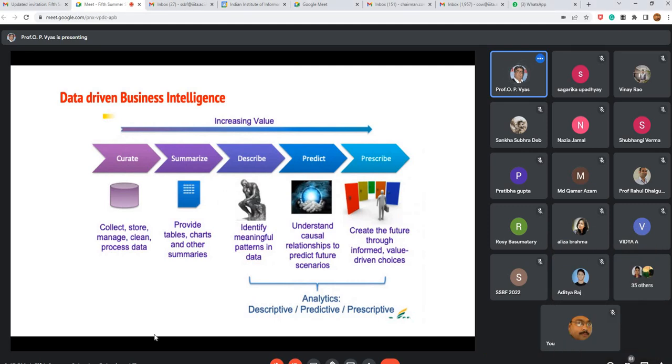It's called curate. Second is summarize. You can have a table, chart and other summaries, and then you can go for a descriptive approach called identifying meaningful patterns. Then comes the most exciting part of it called predict. So you understand the causal relationships to predict the future scenarios. Causal relationship. What is causing something other to happen? Third is create the future through informed, value-driven choices. And these three parts are bracketed as the various types of analytics.